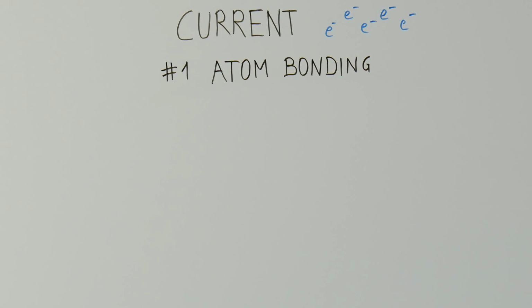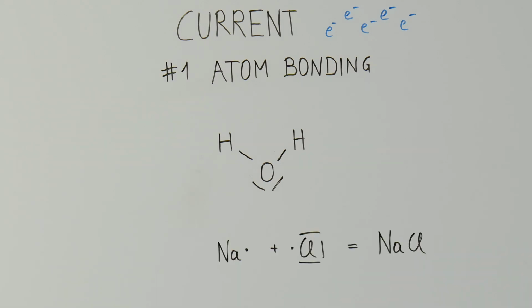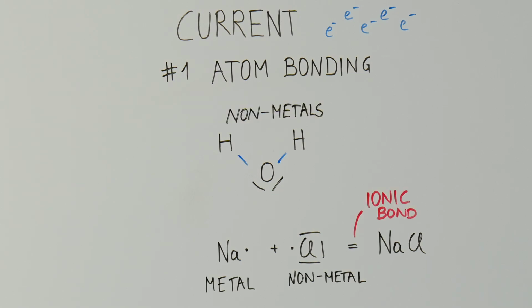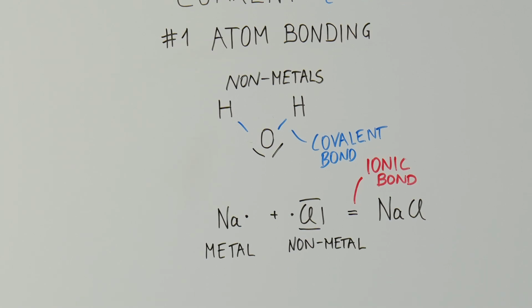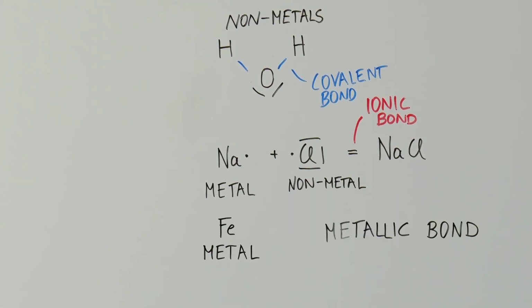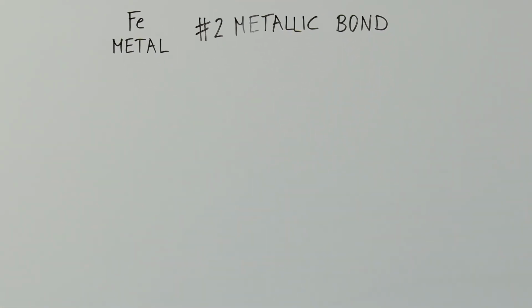The materials we know from our day-to-day life result from atoms bonding to form something. They can bond with each other through different forms. Metals, for example, bond with non-metals through an ionic bond. Non-metals bond with each other through covalent bonds, and metals bond to each other through a metallic bond. To understand electric current, we first have to understand the metallic bond.